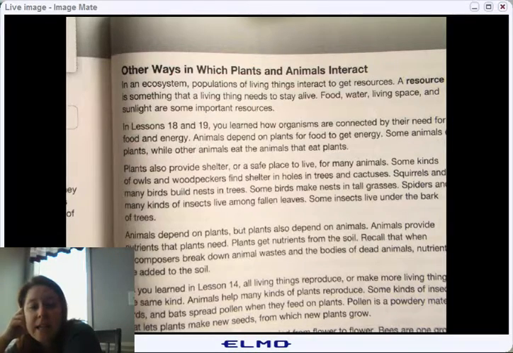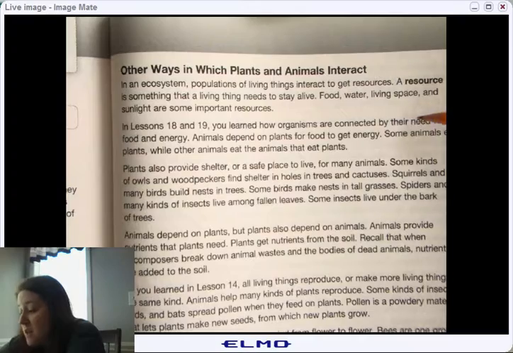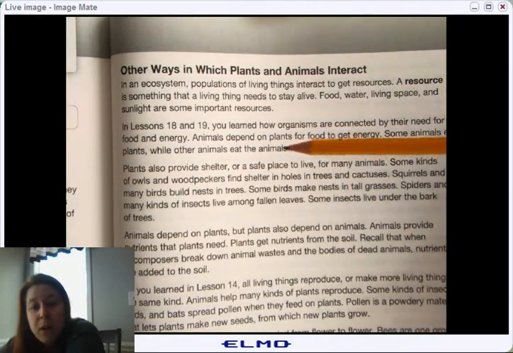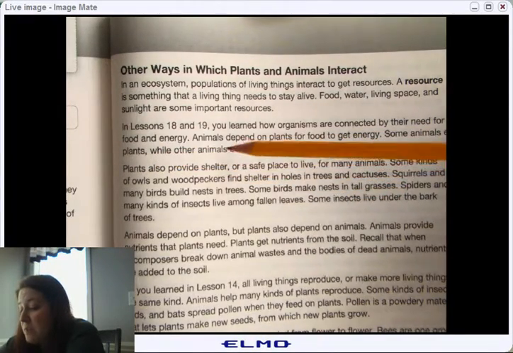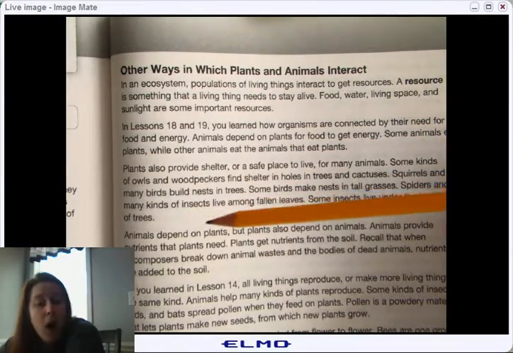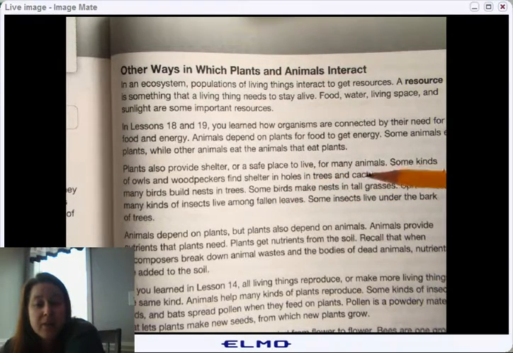In lessons 18 and 19, you learned how organisms are connected by their need for food and energy. Animals depend on plants for food to get their energy. Some animals eat plants, while other animals eat the animals that eat plants. Plants also provide shelter or a safe place to live for many animals.